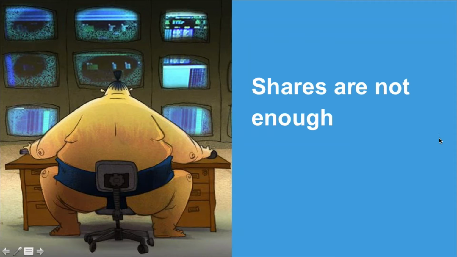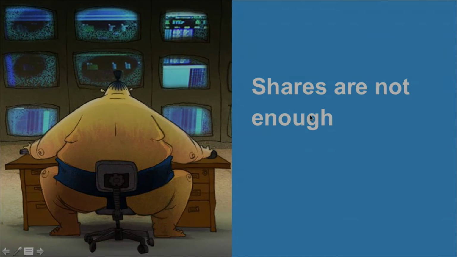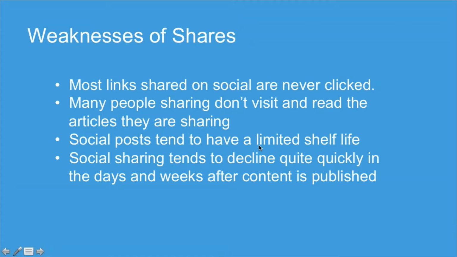They also have a limited shelf life. As you'll know, if you publish an article, what we tend to find is that shares happen quite quickly. It might be in the first few days or the first week, but then they tend to tail off. Occasionally, when somebody boosts a post or somebody mentions it again, you might get a few more shares, but generally you get a profile which is, in the first week or so, a lot of shares and then gradually declining.